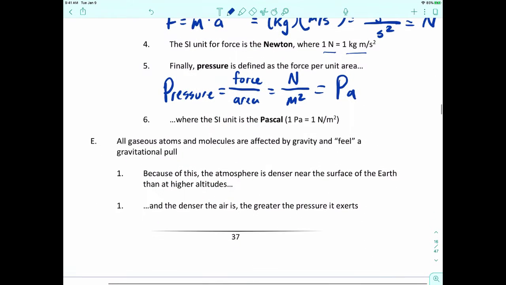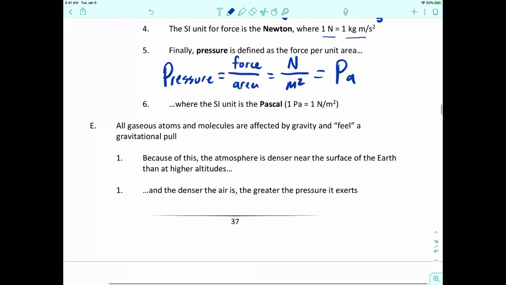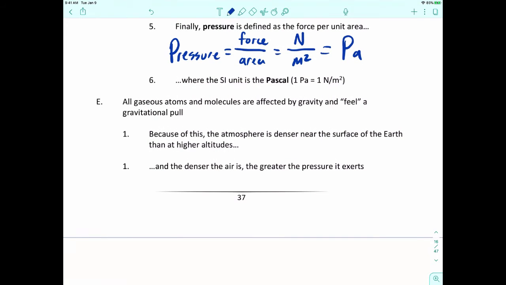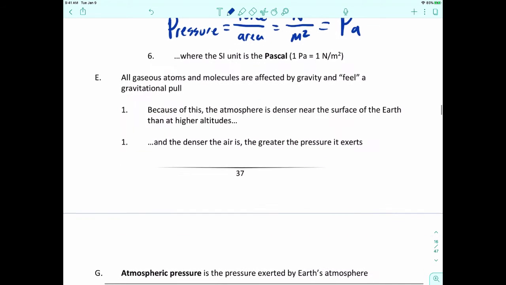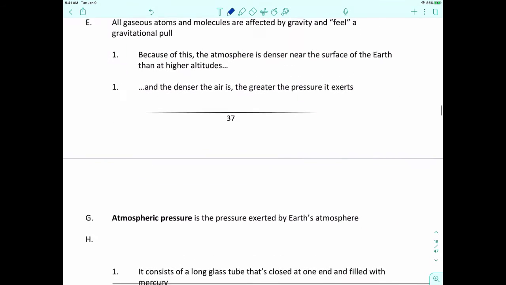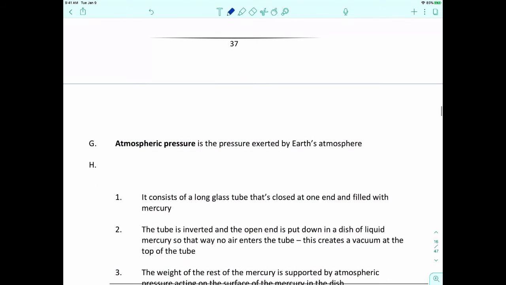Okay. Now, all gaseous atoms and molecules are affected by gravity, and they feel a gravitational pull. Because of this, the atmosphere is going to be denser near the surface of the Earth and at lower altitudes. And the denser the air is, the greater the pressure it exerts. Now, atmospheric pressure is defined as the pressure that's exerted by Earth's atmosphere. And to measure this, we use a barometer.